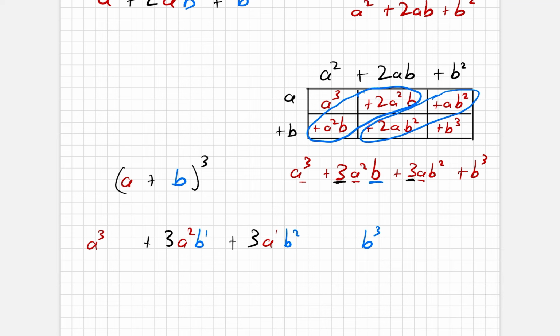Now if we look a little bit closer at both of these, we could actually say that there is a b to the power of 0 here as well, because b to the power of 0 just means 1. And 1 times a cubed is just a cubed. And the same as that, we've got an a to the power of 0 at the end here, because a to the power of 0 is 1, and anything times 1 just stays the same.